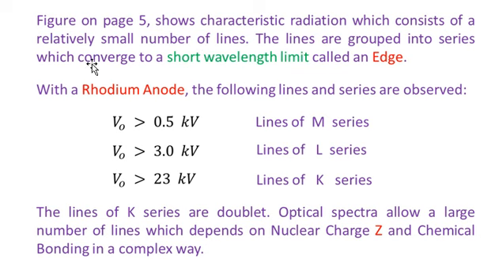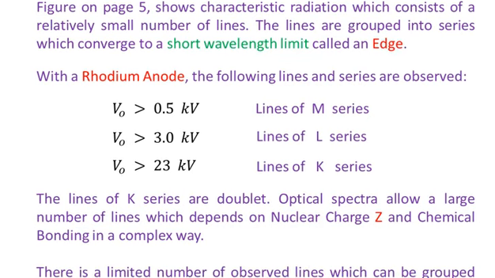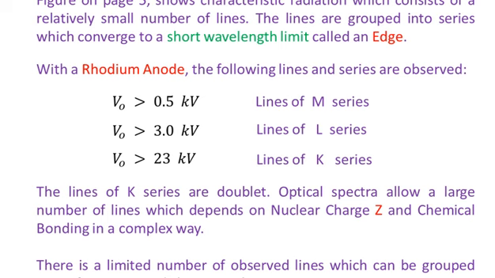The lines are grouped into series which converge to a shorter wavelength limit. For example, RH alpha has the highest wavelength. Then RH beta has a slightly lower wavelength. Then RH gamma has even slightly lower wavelength. And if you keep on proceeding, you will see that the last line will have the shortest wavelength, and that is called the short wavelength limit, also known as the edge of the spectrum, the edge of the series. So the edge of the series will correspond to the highest energy in the spectrum, that is, the shortest possible wavelength.